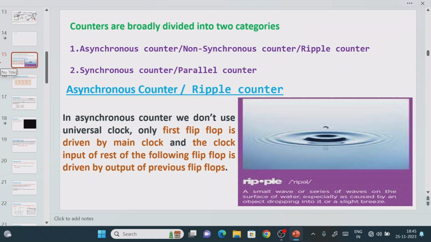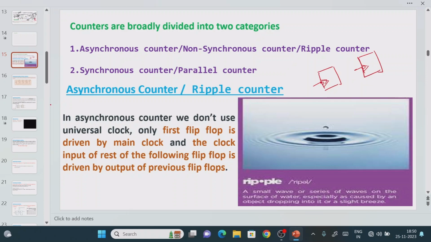Suppose for example I take two flip-flops, flip-flop 1 and flip-flop 2. You can consider any input whatever it may be. For edge triggering, you can consider either the positive edge or the negative edge. Now the question is how we are applying the clock pulse to the first flip-flop and the second flip-flop, and based on that we have two classifications. One is called the asynchronous counting operation, non-synchronous counting operation, or ripple counting operation. The other is called the synchronous counter or parallel counter.